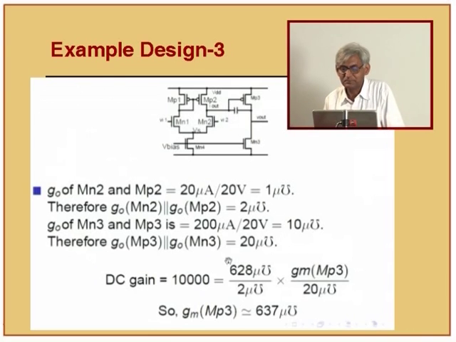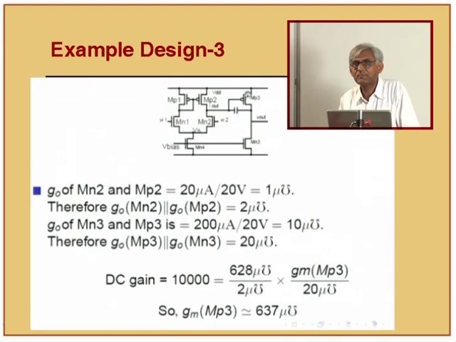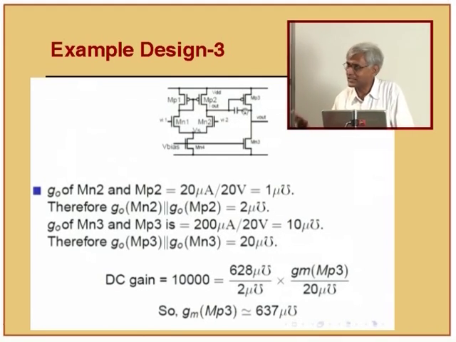So the overall gain. What is the G0 of this? 10 times, because it has 10 times the current, right? So G0 of this is 20 micromhos, correct? So therefore the gain of the first stage is 628 by 2. The gain of the second stage is GM divided by G0, and G0 is 20 micromhos, right? And this is the total DC gain, which must be 10,000. Agreed? So this is the only unknown, GM, correct? So now I know the GM of MP3. What is the GM of MP3? It comes out about 637 microsiemens.